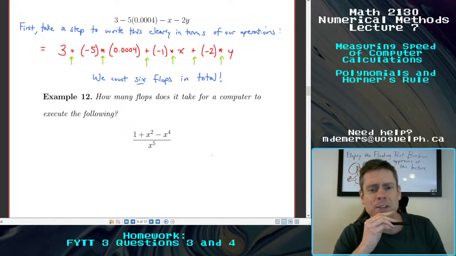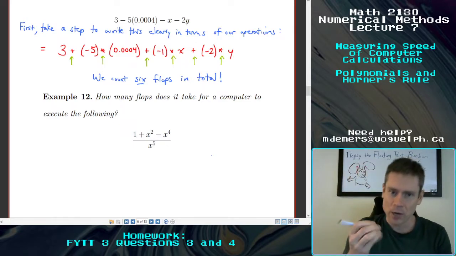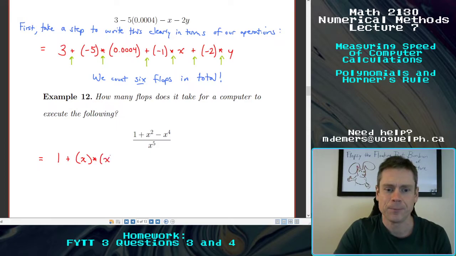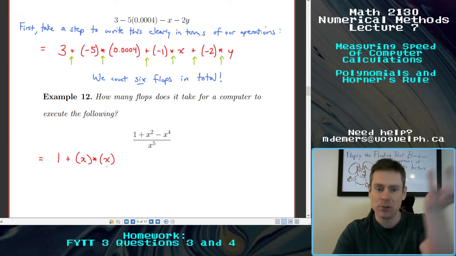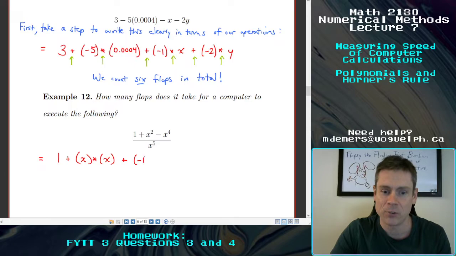So we have 1 plus x squared minus x to the 4 over x to the 5. So why don't we do the exact same thing and put this together. So we have 1 plus, and then we have an x squared, which is an x times an x. We can easily see the 1 flop for the x squared, and minus 1, 2 minus 1.